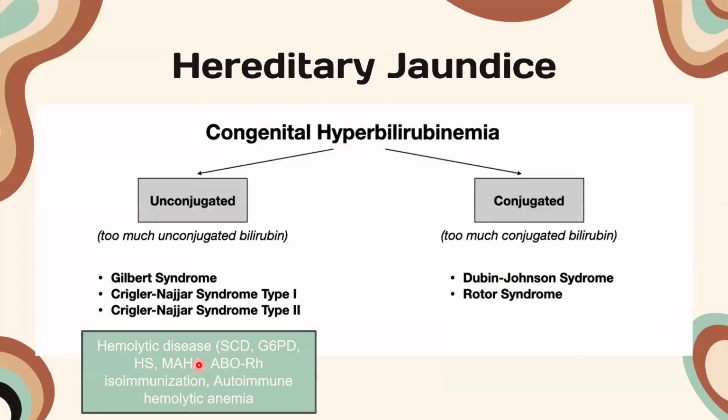Coming to congenital hyperbilirubinemia, you divide it into unconjugated and conjugated hyperbilirubinemia. Under unconjugated, there are three which are extremely high yield and what you have to know for your exam: Gilbert syndrome, Crigler-Najjar syndrome type 1, and type 2. There are also hemolytic diseases, and we will go over them briefly, but the high yield ones are these three. Under the conjugated hyperbilirubinemia, there is Dubin-Johnson syndrome and Rotor syndrome. So we're going to discuss all of these.